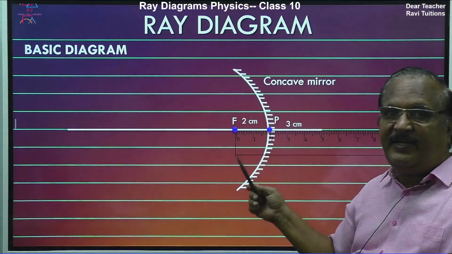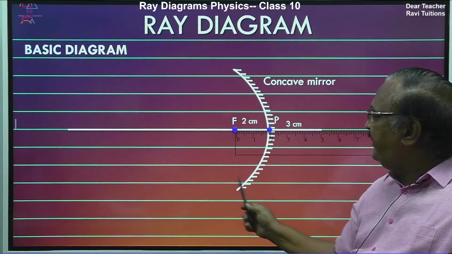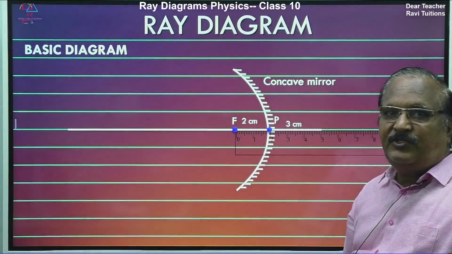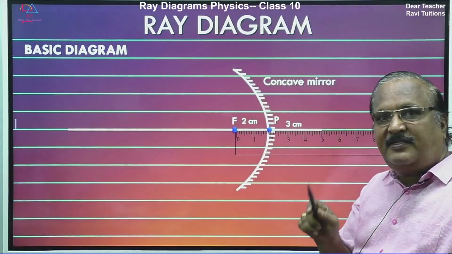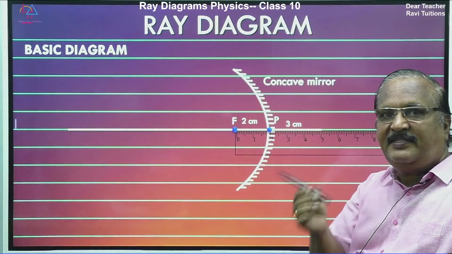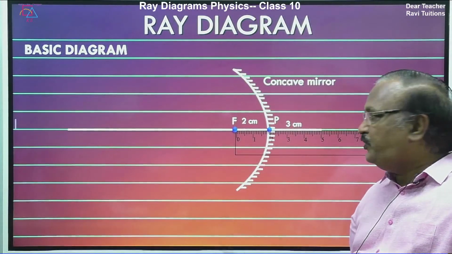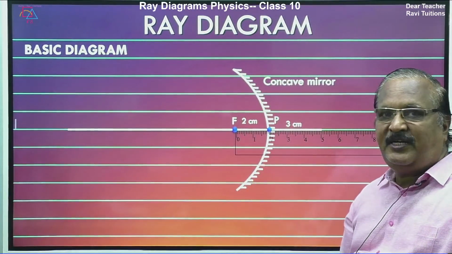Okay, half the radius. This curve radius will be there. Half the radius you should take. So my compass, my protractor thing is 4 centimeters is the radius. I have taken exactly the midpoint. F is the midpoint. So FP is 2 centimeters.